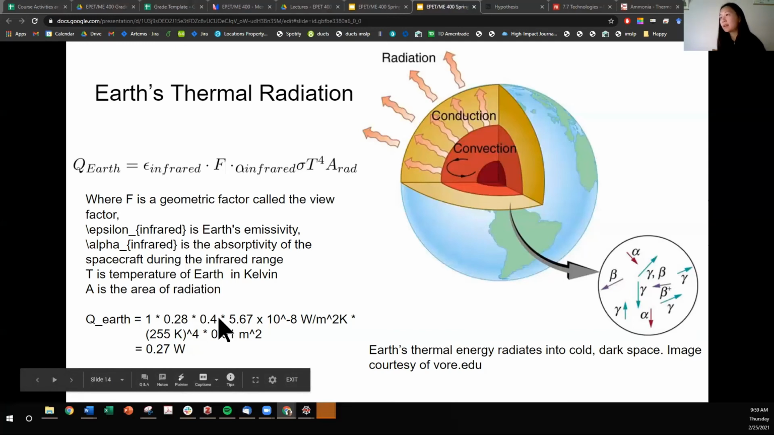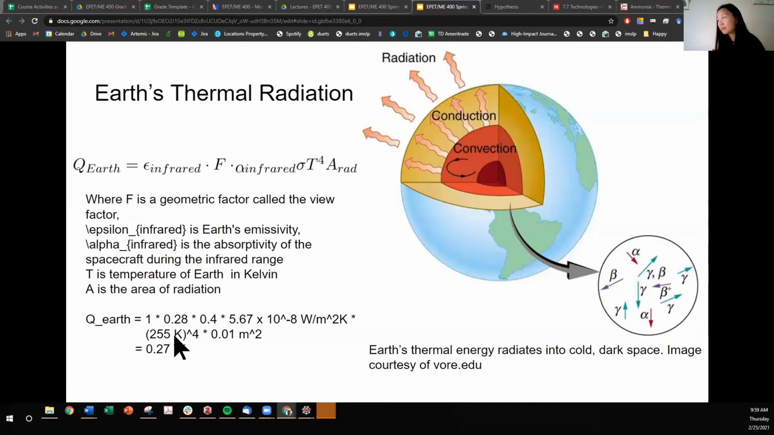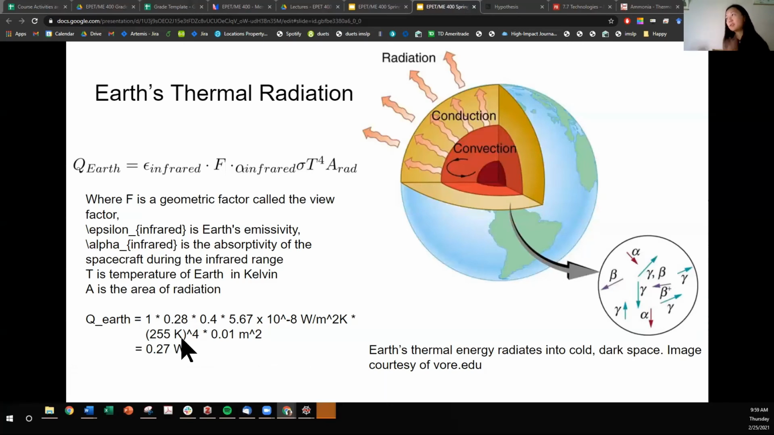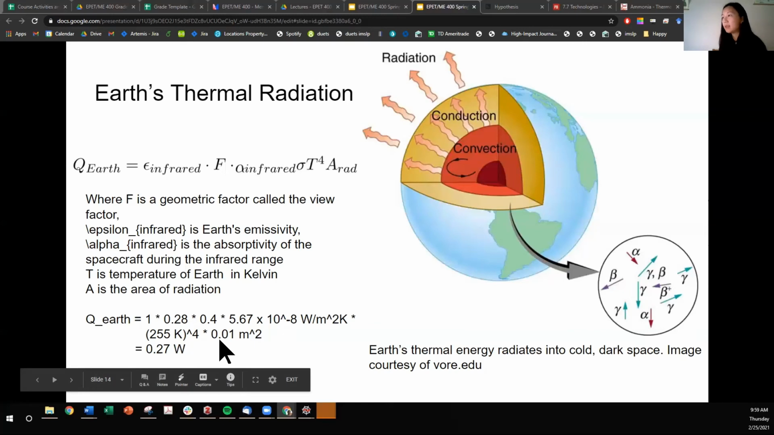Our alpha in infrared is 0.4, Stefan-Boltzmann constant. The temperature of the Earth is 255 Kelvin on average. That's the temperature of what we assume the Earth would be if it were a black body. And then the area facing the Earth is about 0.01 meters squared. So you'll see in this case, Earth's inherent thermal radiation is about 0.27 watts for our spacecraft.